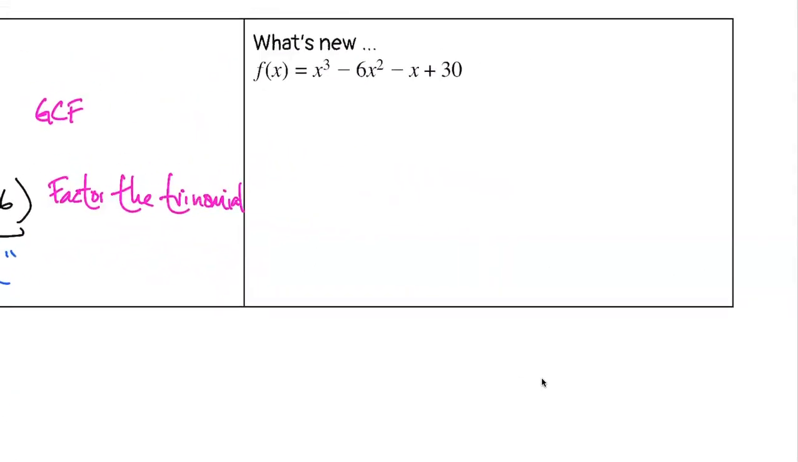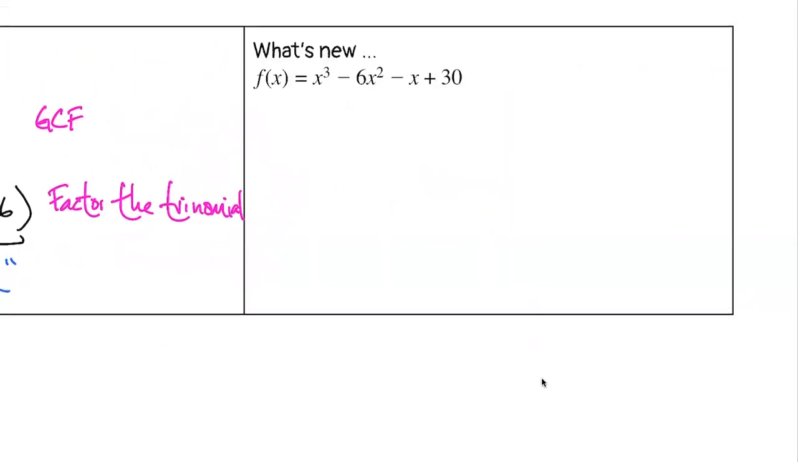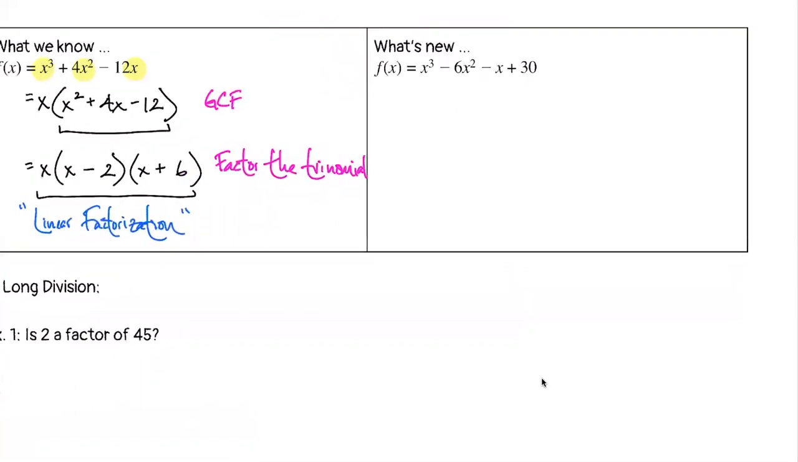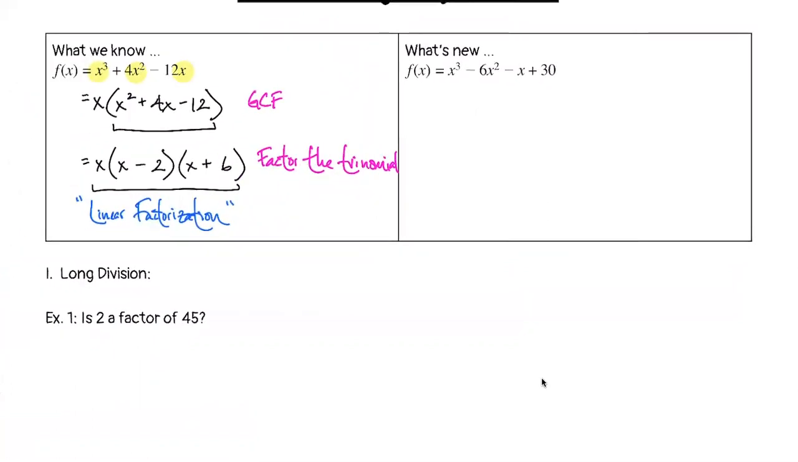Now let's take a look at what's new. In this case, we have f of x equals x cubed minus 6x squared minus x plus 30. And if we think about what happened in our previous example about what we know, let's look for that GCF. So is there a term that is in every single one of these, x cubed minus 6x squared minus x plus 30? And the answer is no, there's no GCF.